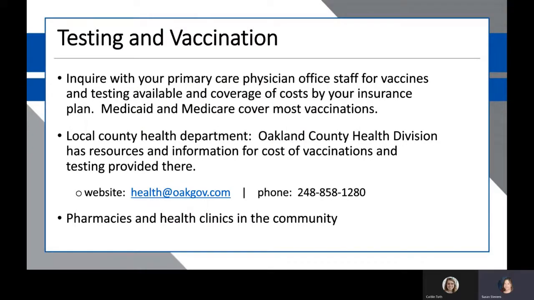Testing and vaccination. Inquire with the staff at your primary care physician's office about vaccines and testing available and coverage of the costs by your insurance. Medicaid and Medicare can cover most vaccinations, and the local county health department, such as Oakland County Health Division, has resources and information on the cost of vaccinations and testing provided there. Their website and phone number are noted here. There are also pharmacies and health clinics in the community that provide vaccinations.